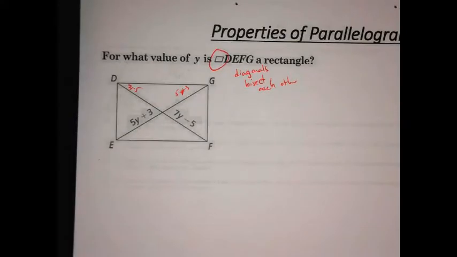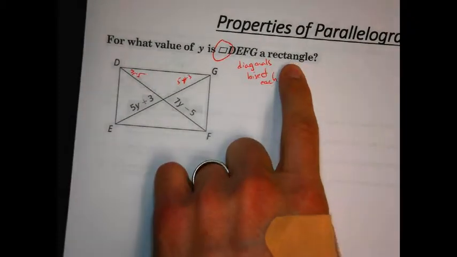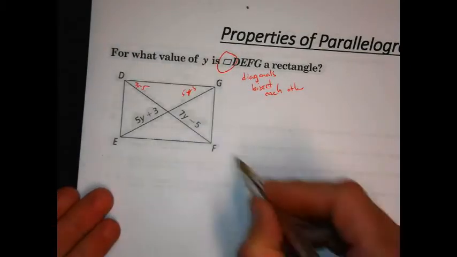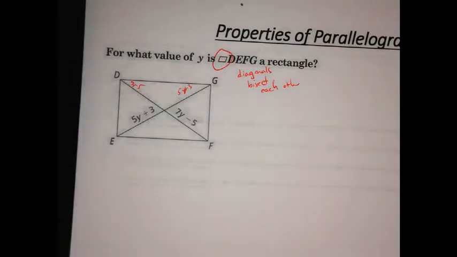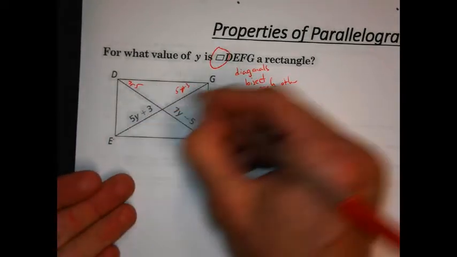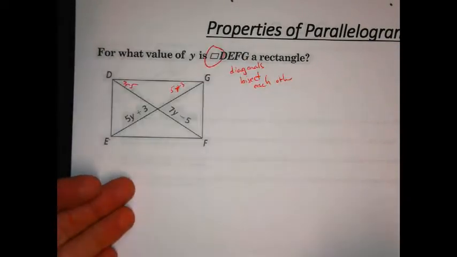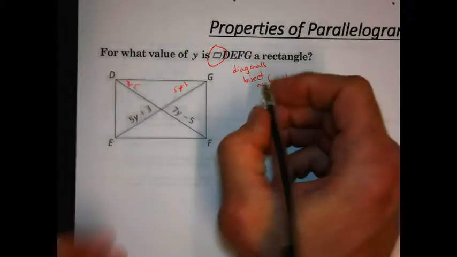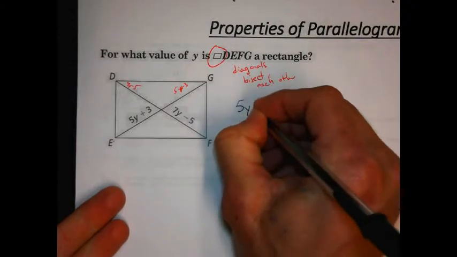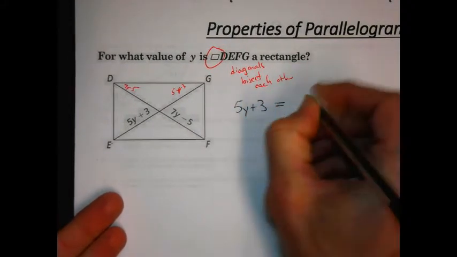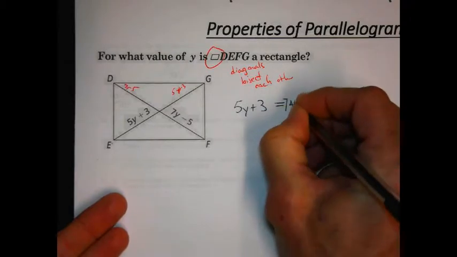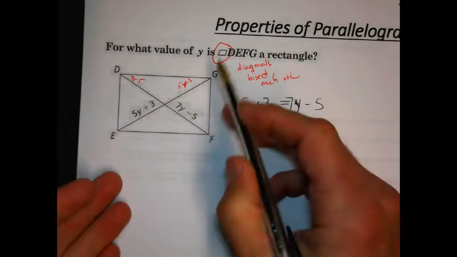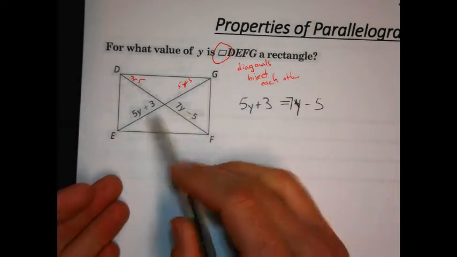But here's what's cool. How are we going to know if it's a rectangle? We know it's a rectangle if both diagonals are congruent. So if the entire diagonal, EG, is congruent to the entire diagonal, FD, and they're both being bisected because they're parallelograms, you know what we can claim? We can claim that 5y plus 3 is going to be equal to 7y minus 5. We can make that claim because it's a parallelogram, so diagonals bisect each other, but it's a rectangle.